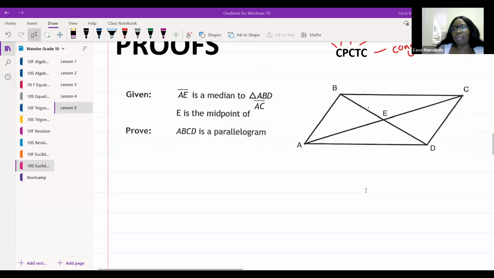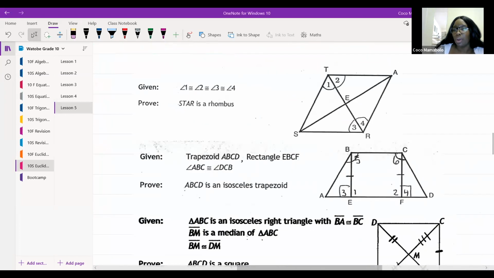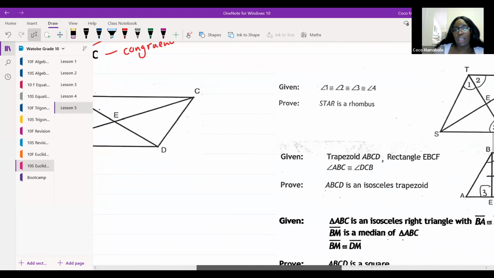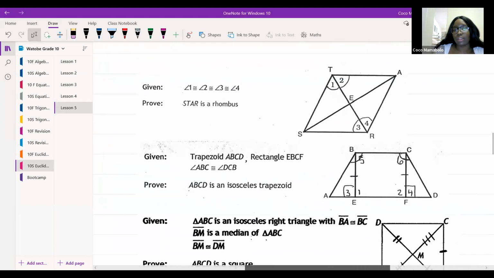Did I put the wrong one in here? Because this class had already done this one. Where's the other one? Here it is. Okay. Yeah, I'm trying to get here. All right.